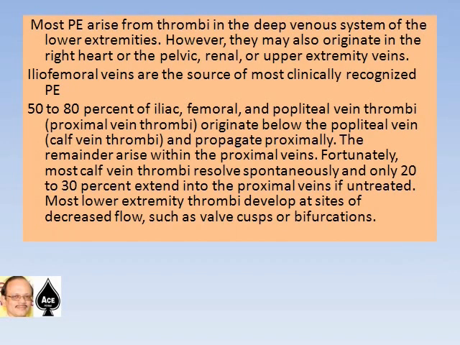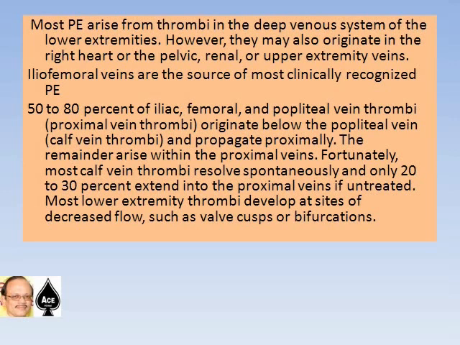Most pulmonary emboli arise from thrombi in the deep venous system of the lower extremities. However, they may also originate in the right heart or pelvic, renal or upper extremity veins. Iliofemoral veins are the source of most clinically recognized PE.